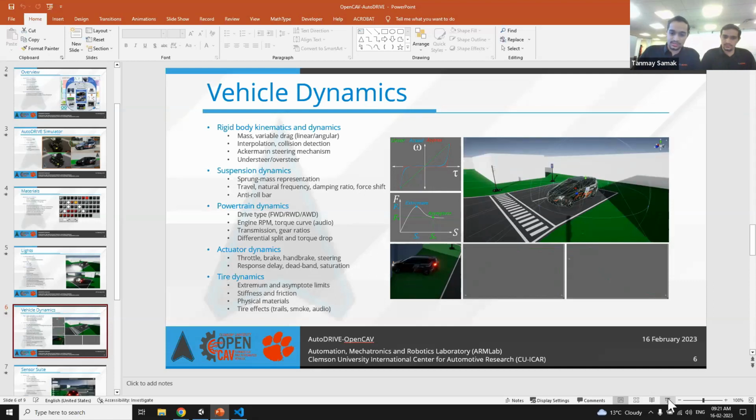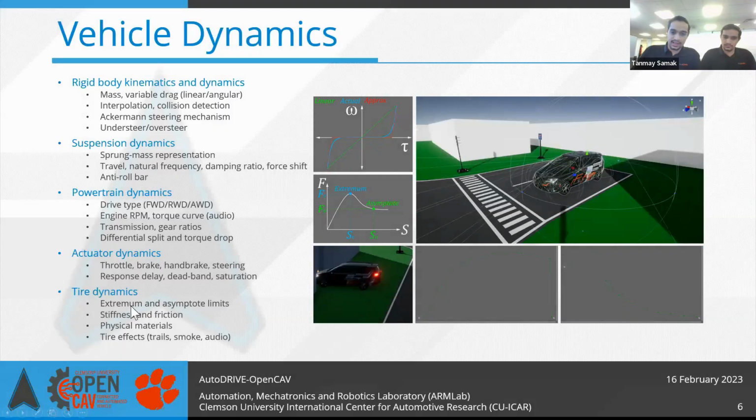Coming to tire dynamics, we have defined tire models, as you can see here, with an extremum and asymptote kind of model, which mimics the tire profile as we have observed. We have also modeled the stiffness and friction of the tires and the road surfaces with physical materials. And as Dr. Krovi mentioned, we have also modeled tire effects with skid trails, smoke, and audio. So the screeching sound when you hit the brakes too hard.